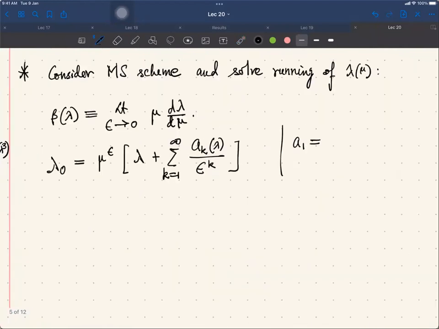So that is what the value of A1 is. Mu to the power epsilon is already taken outside, and the 1 over epsilon. So A1 is 3 lambda lambda hat plus order lambda cube. And lambda hat is lambda over 16 pi square. So this is nothing but 3 lambda square over 16 pi square plus order lambda cube.